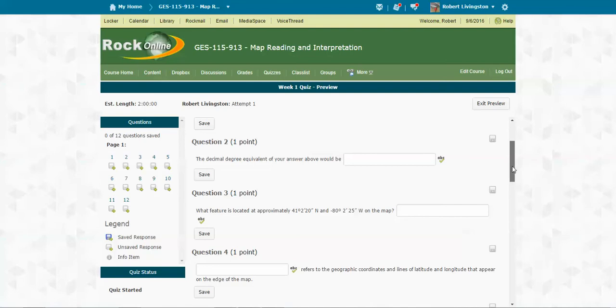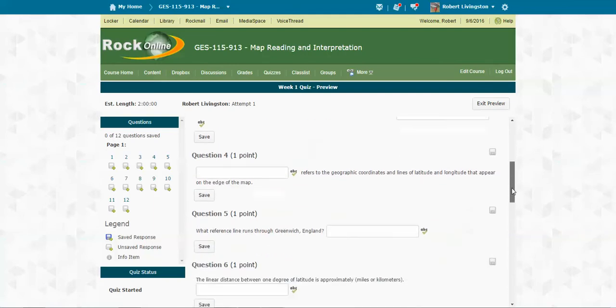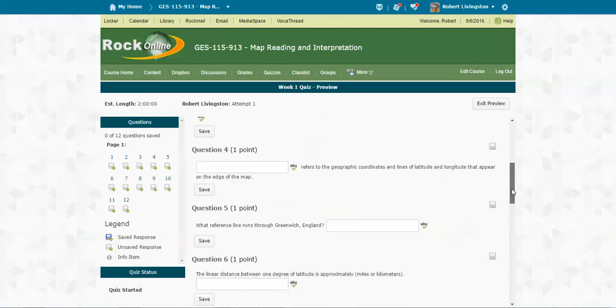The fourth question is asking you, blank refers to geographic coordinates and lines of latitude and longitude that appear on the edge of a map. So in this case, we're going to look at this, but this is the graticule. When we're talking about geographic coordinates, a graticule is what represents the coordinates on the map, and they're on the edge of the map. Now the rest of these, what reference line runs through Greenwich, England? Again, not surprisingly, that is the prime meridian.